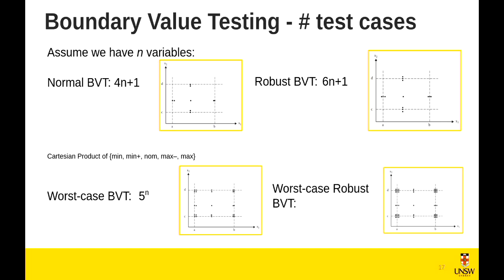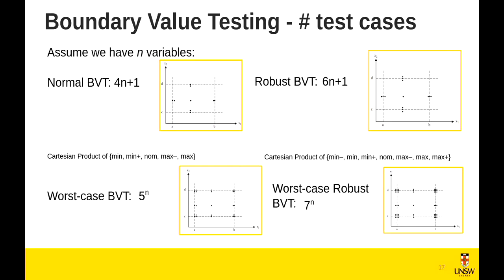What about worst case robust boundary value testing? You are trying it. It's actually the Cartesian product of this set. So it's min minus, min, min plus, nominal, max minus, max, max plus, all the rest of the worst case boundary value testing. So if this is 5 to the power of n, then this one should be 7 to the power of n. That's a lot of test cases to have.